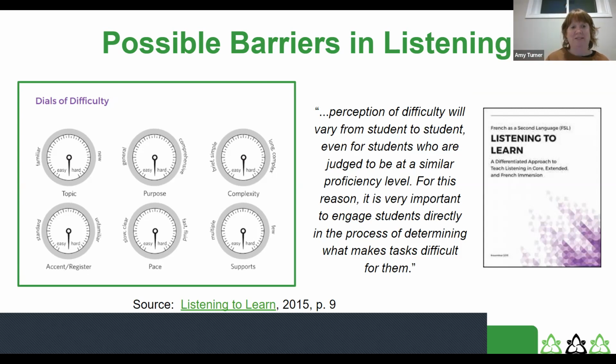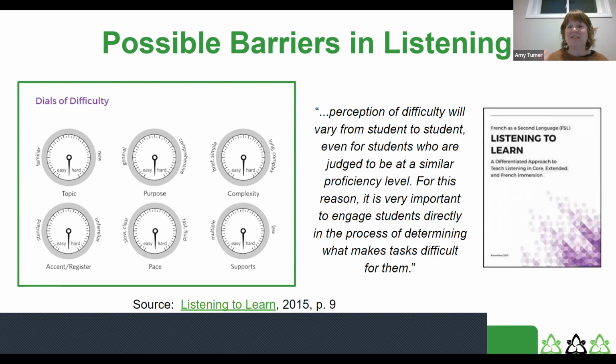If they have a purpose for listening, if they know why they're listening, if there's something that sets up an area to focus on, even as simple as what are the key words that you're hearing, or knowing the topic and what prior knowledge they have about the topic. All of those things can affect how difficult a listening task is for students.